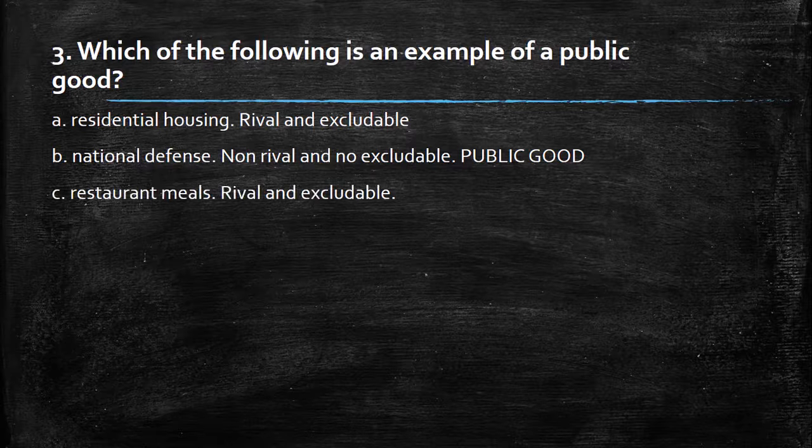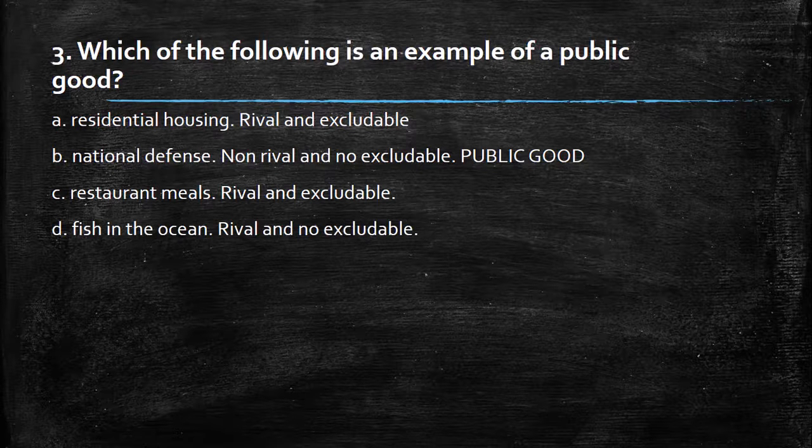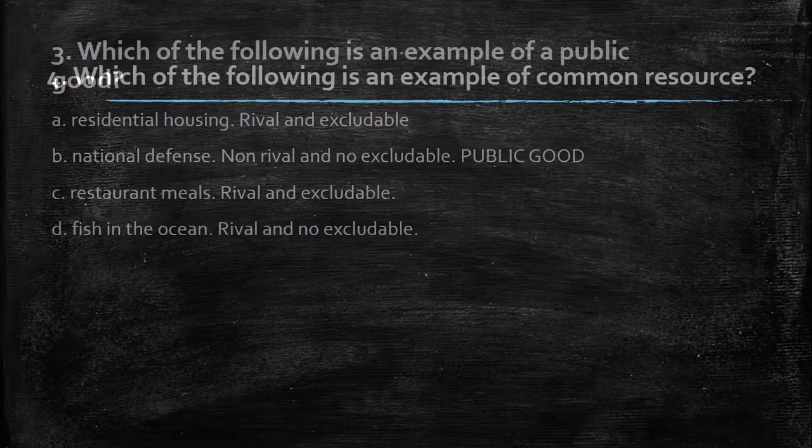Let's see the other ones. Restaurant meals: you have a dish, so other people cannot enjoy the same dish as you, because you are consuming this specific dish. So it's rival, and excludable, of course, you need to pay for that. So it is simply a private good. Fish in the ocean is rival. The fact that you fish prevents another person from taking the same fish, but it's not excludable. You can go there and fish as well. So we would say it's a common resource.